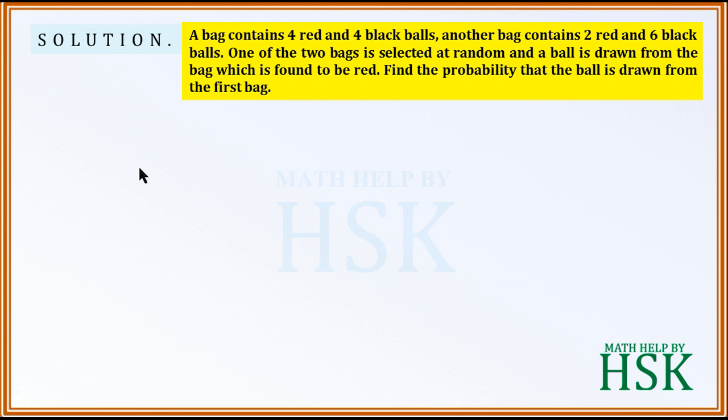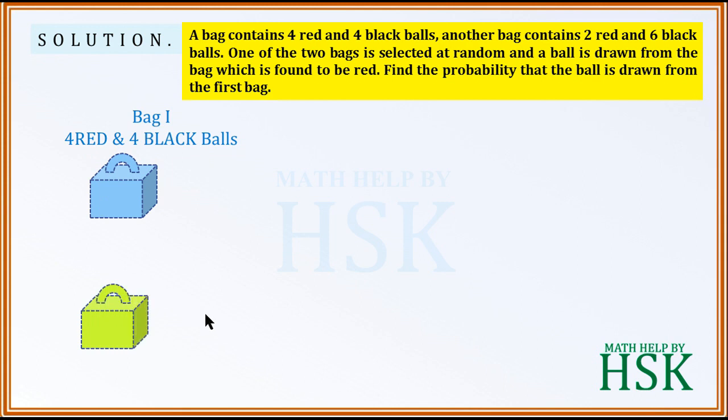Now to solve this question, first of all, we understand what is being done in this whole question which is given to us. So we have two bags and we assume that this is the first bag and it contains 4 red and 4 black balls, and we have the second bag which contains 2 red and 6 black balls. Now what is being done?